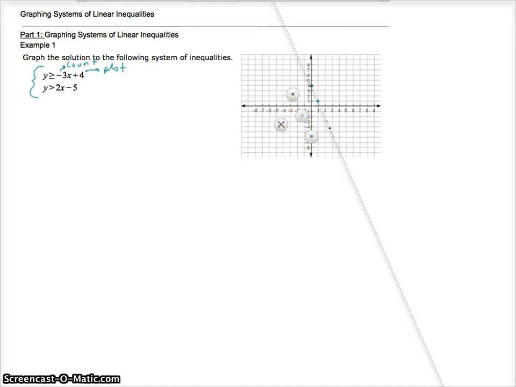Graphing on this is a little more difficult. There we go. And now my line is going to be here. And I've got a solid line because it's greater than or equal to. So we should note that greater than or equal to, less than or equal to gives me a solid line. And on the opposite side, greater than or less than gives me a dashed line.